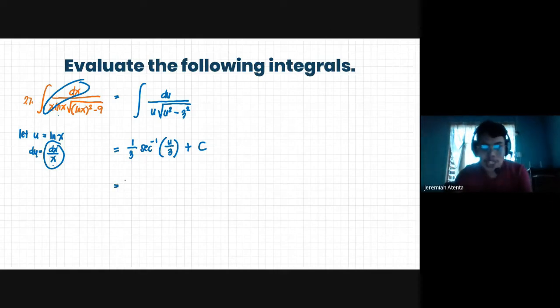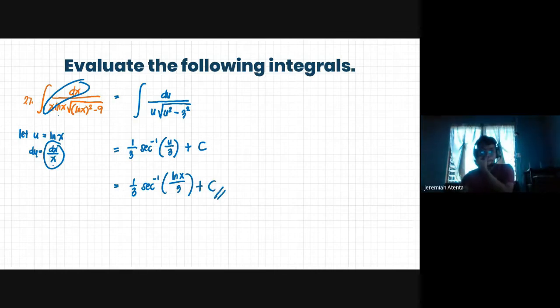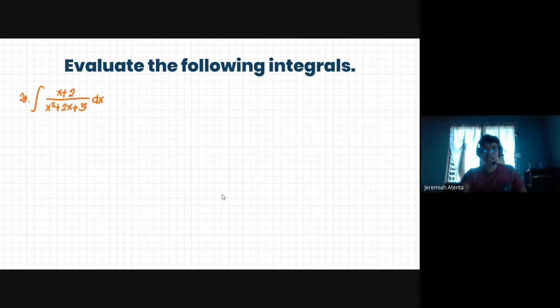And going back, u is just ln x, so we have 1/3 secant inverse of (ln x over 3) plus c. I hope that is clear. Do you have any questions, clarifications? If there is none, kindly press 27. Ayan. So, madali lang siya if you know the expression that you need to let u. Okay, so ganun lang talaga siya. Ayan, very good.